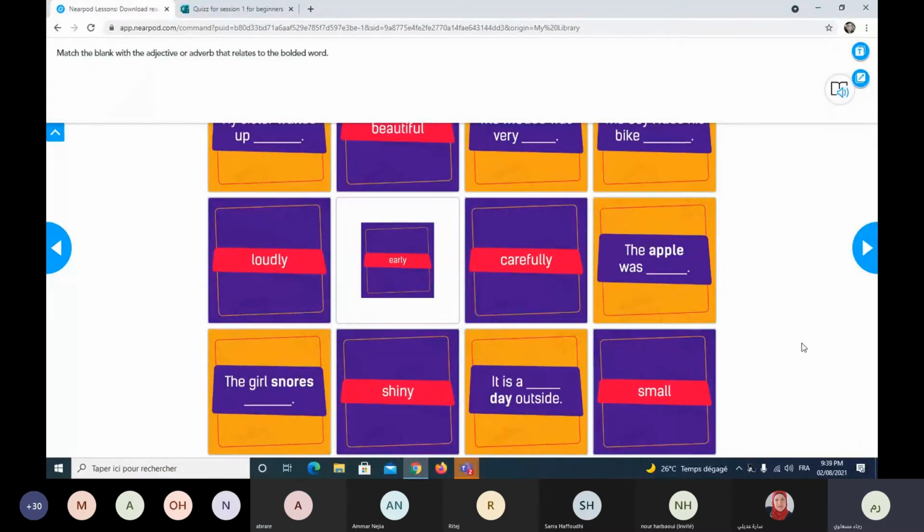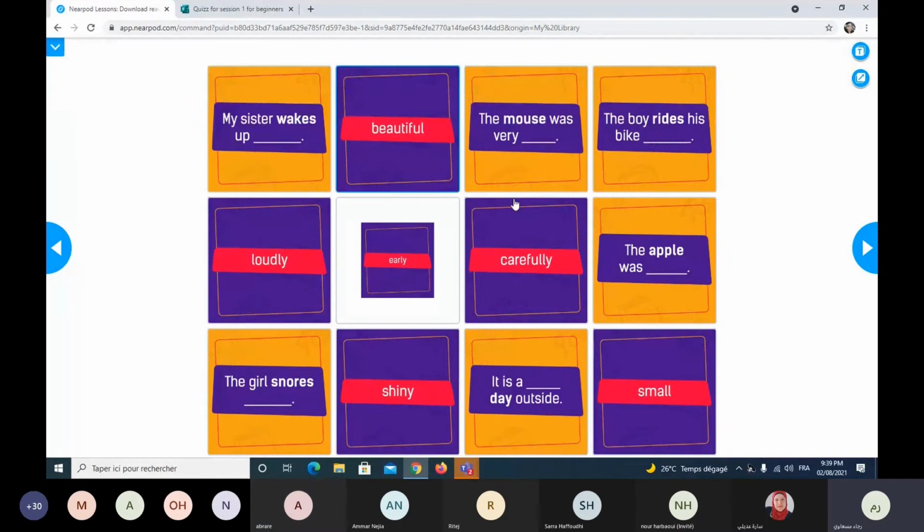So, I read here: my sister wakes up. Wakes up is a verb. Usually, after the verb, I need an adverb. After the noun, I need an adjective. I repeat: after the verb, I need an adverb. After the noun, I need an adjective.